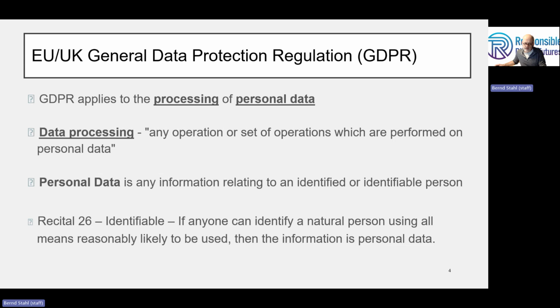So what is identifiable? This is recital 26. The recitals are sort of the explanation of the law that have been written by the Parliament. And recital 26 says that identifiable is if anybody can identify a natural person using any means reasonably likely to be used. What is reasonably likely to be used? Well, that's a potentially difficult legal question, but if it is possible to combine, for example, the data you collected with another database and thereby use other available data to identify an individual, then that data that you collected would be considered personal data.